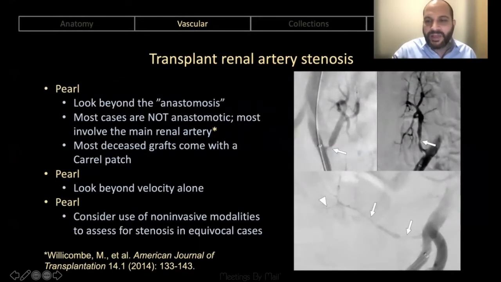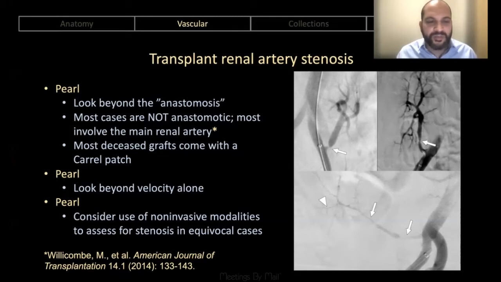Now, it's important when we're looking at transplant renal artery stenosis that we look beyond the anastomotic region itself. Most cases of transplant renal artery stenosis don't occur at the anastomosis. Most actually occur within the mid-renal artery, as you can see on this image on the right. And some of them can be quite complex. You can see a diffuse long segment area of stenosis with some beading within it. So confining our view just to this anastomotic region or the proximal portion of the renal artery will probably lead to missing some cases of transplant renal artery stenosis.